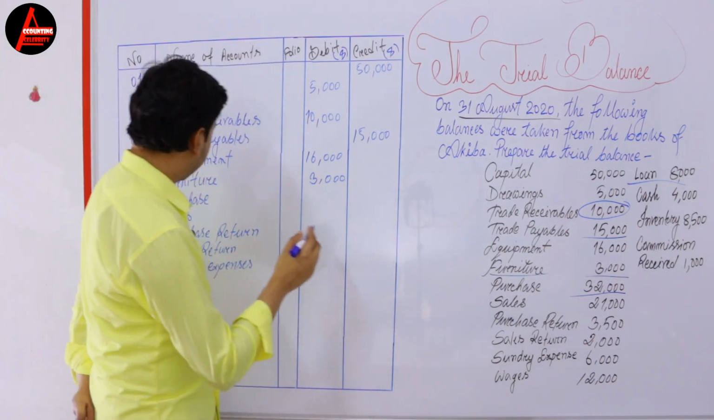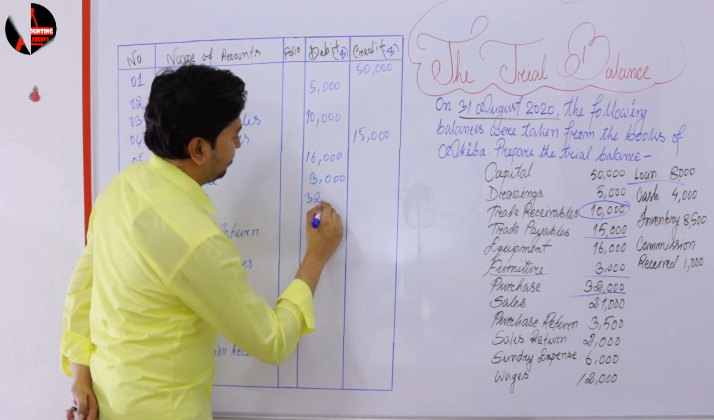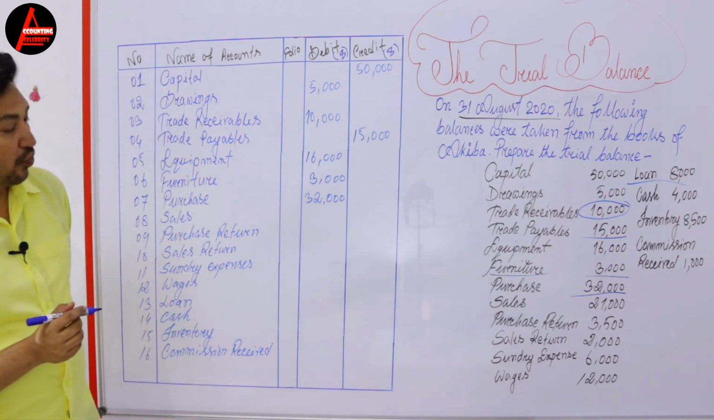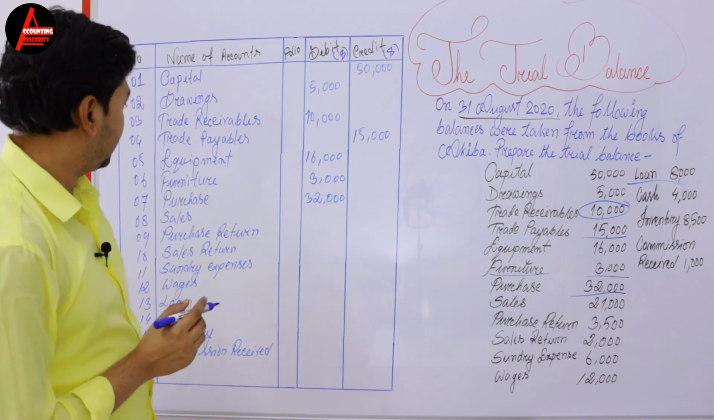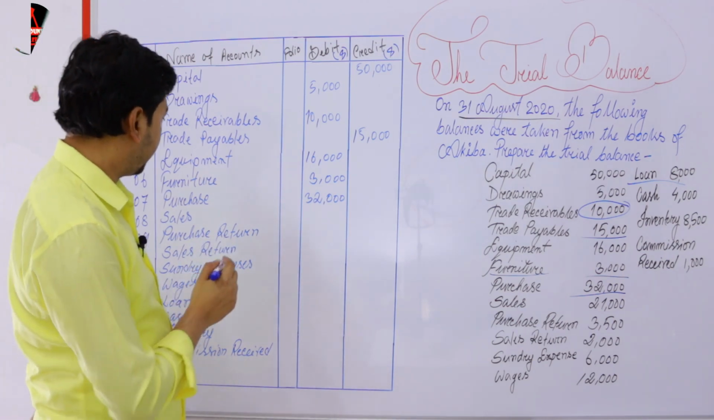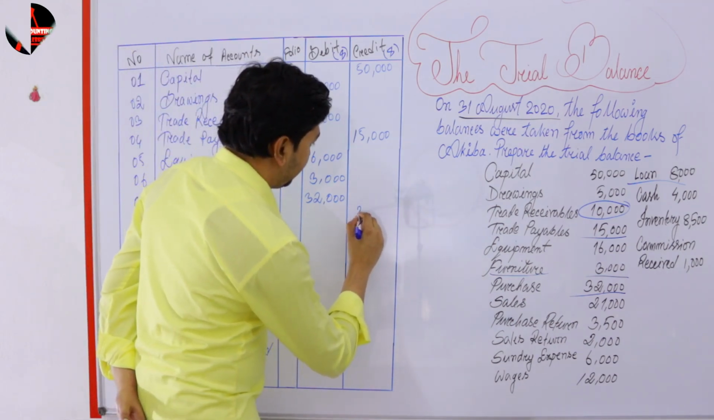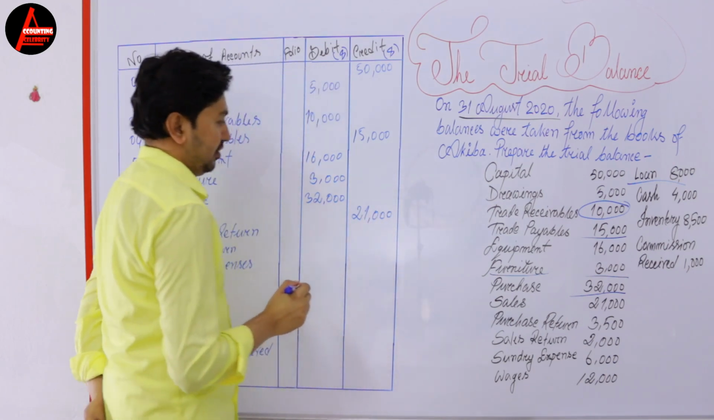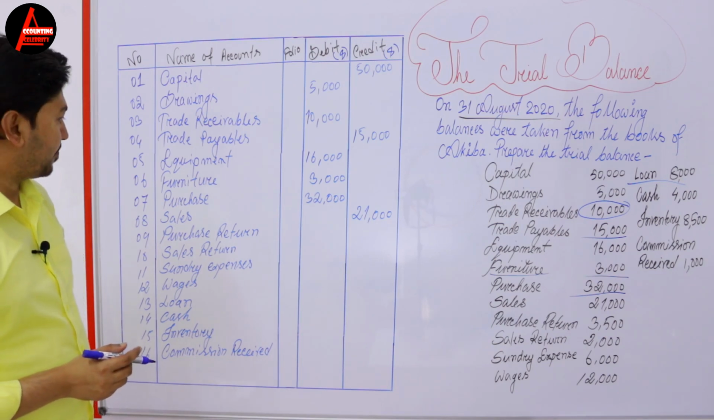Look at here, $32,000. Okay. What is next? Next one is sales. How much? Sales is $21,000. It's a revenue. Okay. Revenue is always credit. It's a nominal account. Okay. Then purchase return.